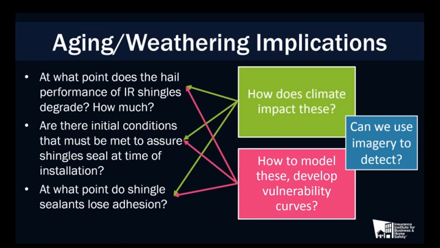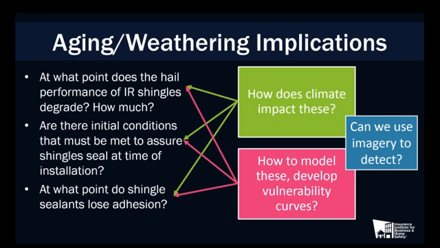And what we're really trying to understand is, how does the climate play a role? At what point does the IR shingle performance degrade? Is there a point at which they're just the same as the basic shingle, or are they always better than the basic shingle? We want to understand that. We want to understand how the sealant is affected by the climate and the aging.